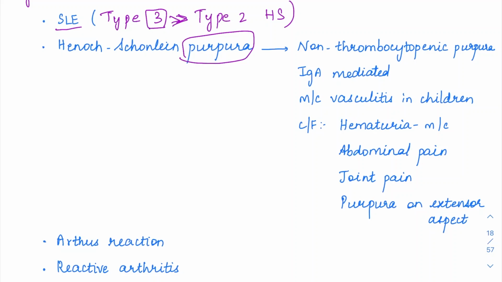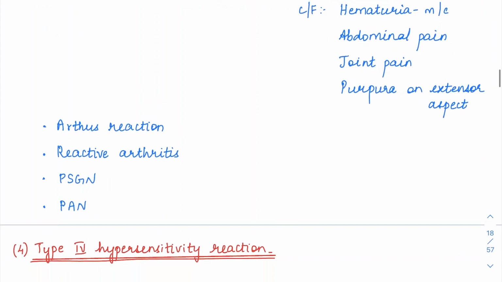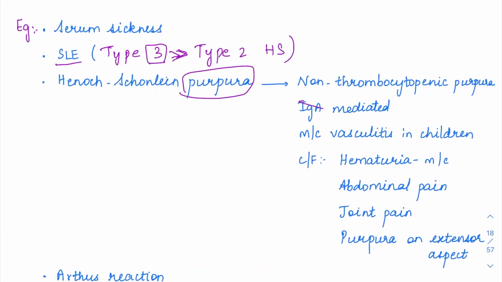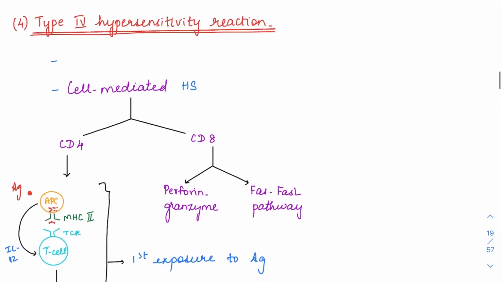As such, this purpura is caused because of the vasculitis. Okay, so vasculitis is the cause for this purpura in HSP. And here the antibody is going to be an IgA-mediated response. So this we'll be reading again in detail when we are seeing the kidney chapter. Okay. So the examples of hypersensitivity reactions are very, very important MCQs.